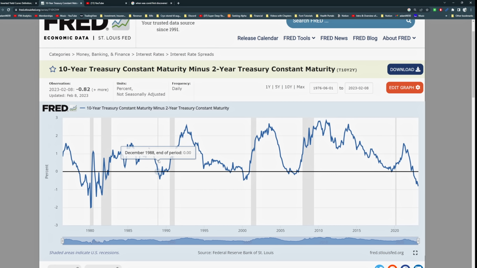Maybe similar to our time, but it goes positive in the 1990s before we hit a recession. It goes positive in 2000 before we hit a recession. It goes positive in 2006 before we hit a recession. So that gives a lot of time. It goes positive in 2019 before we hit a very tiny recession. And now we're very negative. And it makes me wonder if we go positive before we hit a recession again.